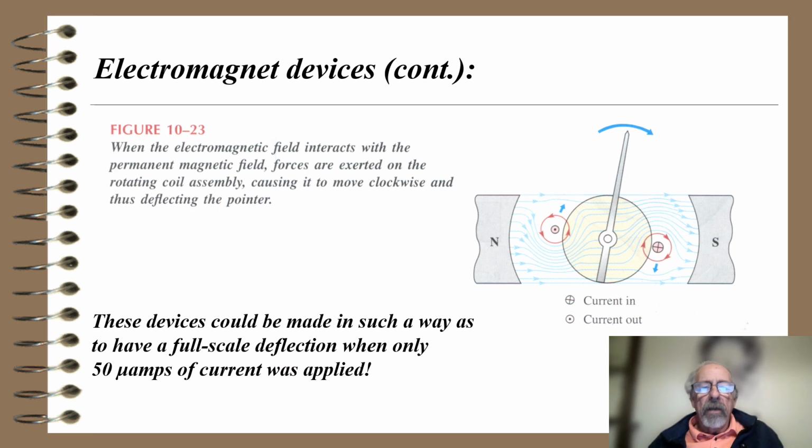Here's another picture of this and it shows the torque, with the current in and current out shown on the right-hand side. Current in is a dot, current out is like an arrowhead or a cross. Figure 10-23 shows that when the electromagnetic field interacts with a permanent magnet field, forces are exerted on the rotating coil assembly, causing it to move clockwise and thus deflecting the pointer. These devices could be made to have a full-scale deflection when only 50 microamps of current was applied. Now 50 microamps is 50 times 10 to the minus 6 amps. But again, you could get that type of sensitivity.